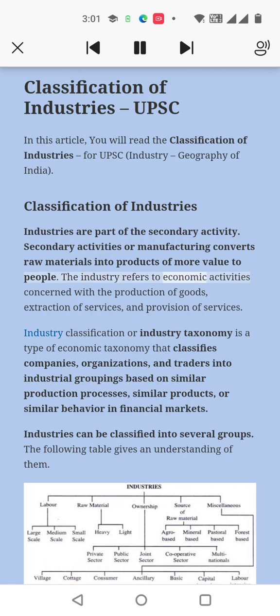The industry refers to economic activities concerned with the production of goods, extraction of services, and provision of services. Industry classification or industry taxonomy is a type of economic taxonomy that classifies companies, organizations, and traders into industrial groupings based on similar production processes, similar products, or similar behavior in financial markets. Industries can be classified into several groups. The following table gives an understanding of them.